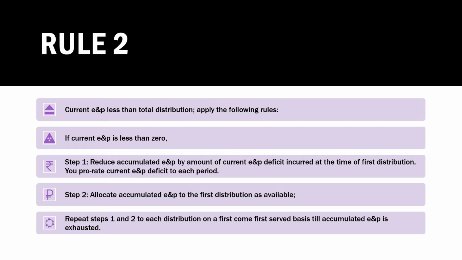The next step is to allocate the accumulated earnings and profits to the first distribution as available. So don't forget that when you're dealing with accumulated earnings and profits, you do it on a first come, first served basis. You don't have to prorate amongst the distributions or between the distributions. You just treat it on a first come, first served basis. So you do it for each distribution step by step.